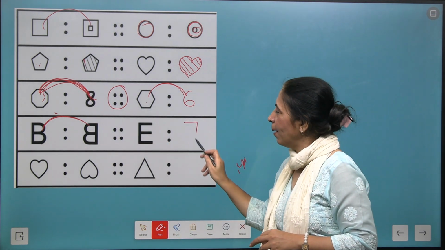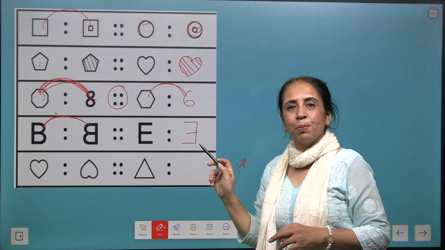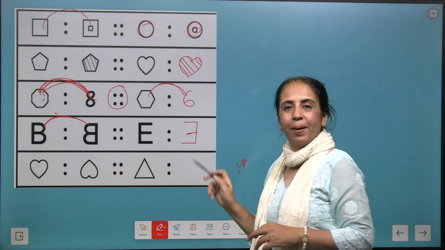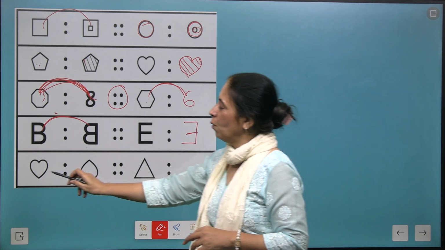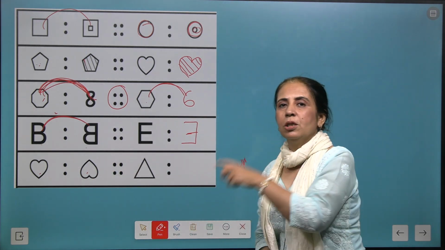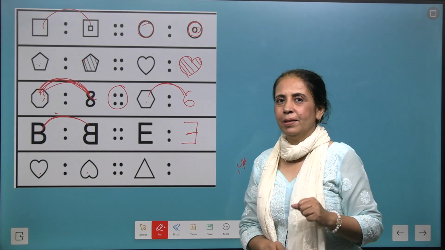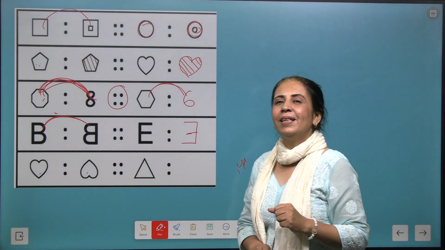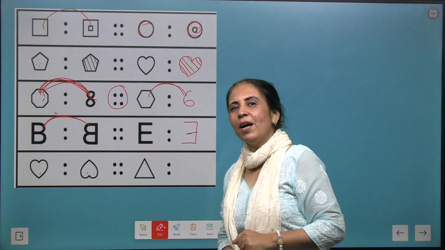So what will come here? This is the mirror image of alphabet E. Now what do you observe here? Your turn to look at it and give me the answer. Great. That's the upside down of the image.